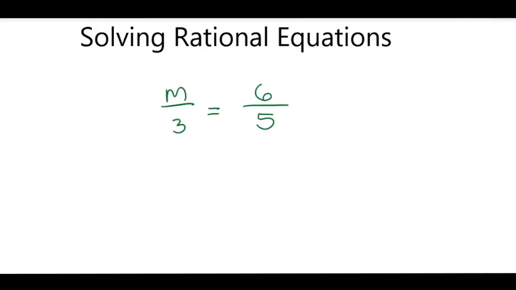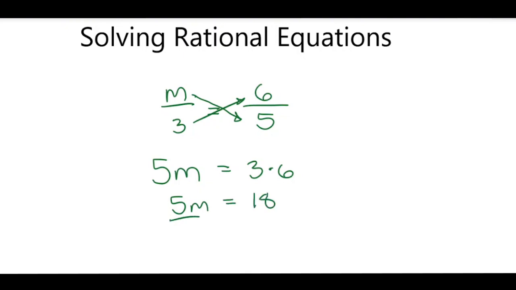All right, so let's say I have m over 3 is equal to 6 over 5, and I need to solve for m. So I always like to start with my variable, and I'm going to multiply across like this. I'm going to multiply m times the 5 through cross multiplication. So I'll do 5 times m is equal to 3 times 6. Now, that means that 5m is equal to 18. And then I will divide both sides by 5, leaving me with m is equal to 18 over 5.